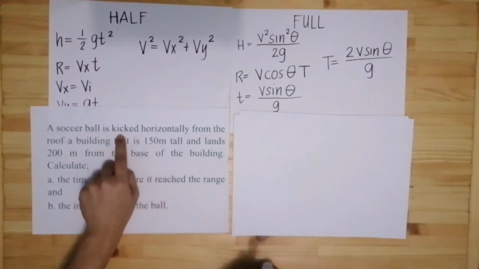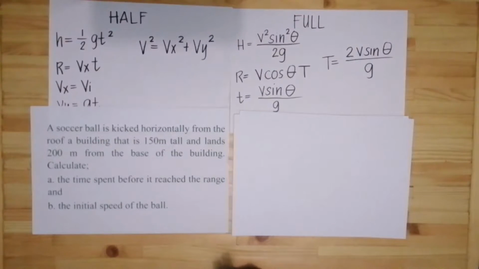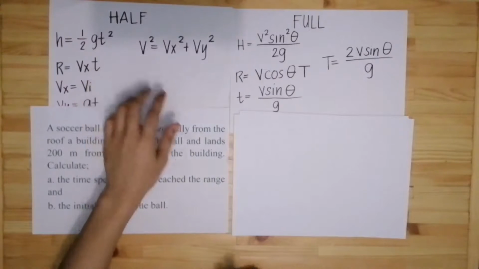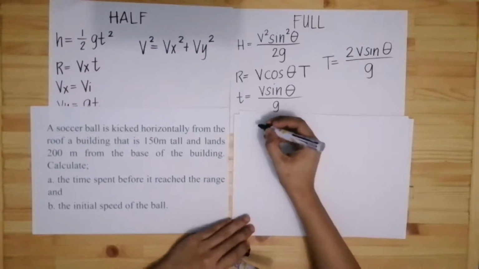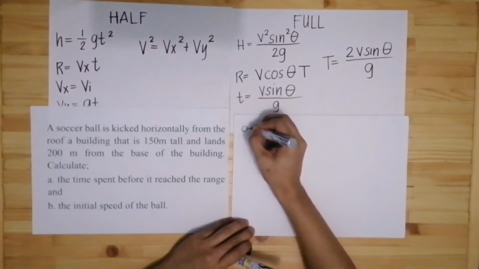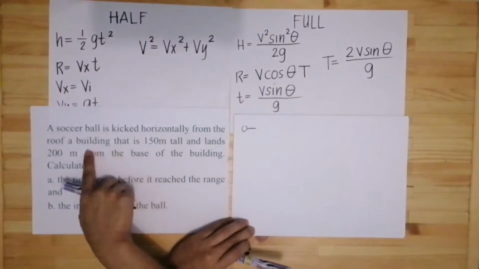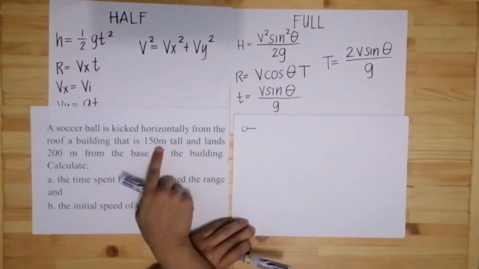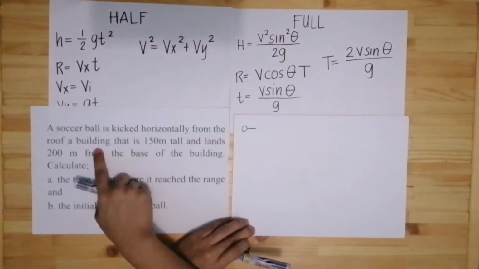Kapag meron kayong nakitang ganyan na sinipa daw yung bola horizontally, ibig sabihin yan ay half lang. Okay? Kapag nagbato ka ng isang object horizontally, from a given height, may given height tayo, 150 meters. Yun yung height of the building. So doon sinipa yung bola.